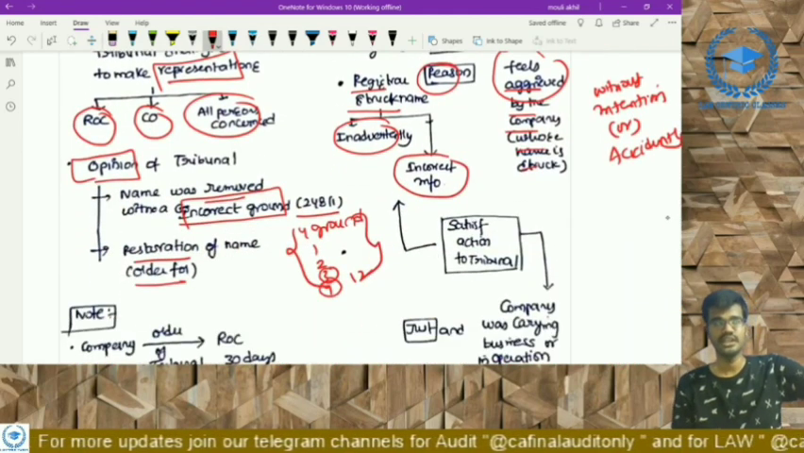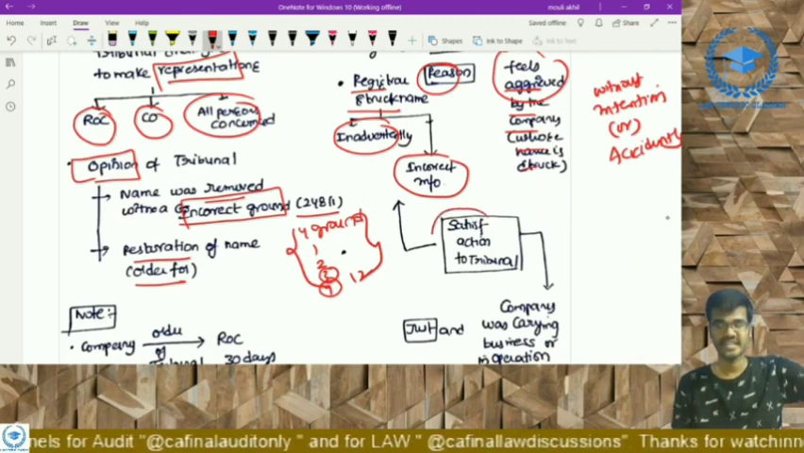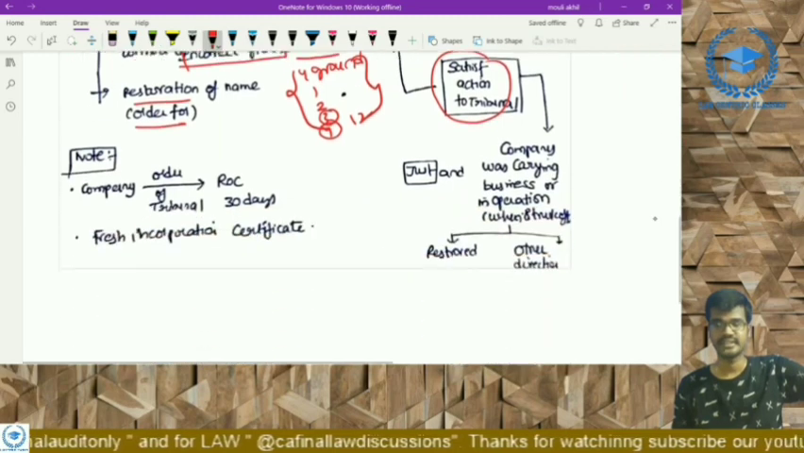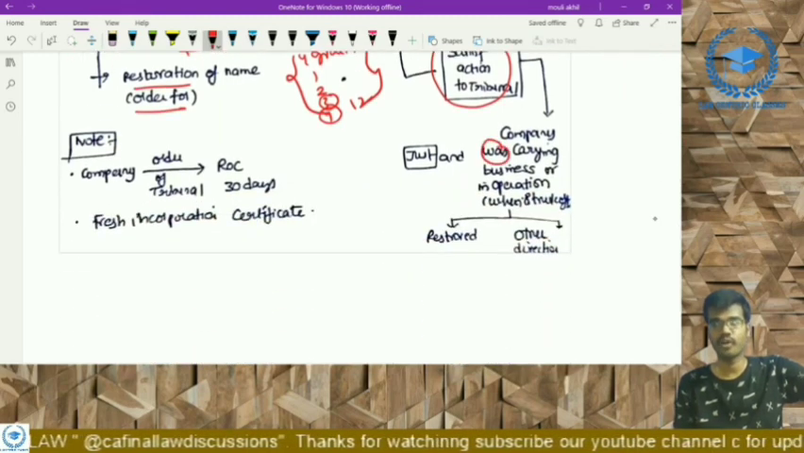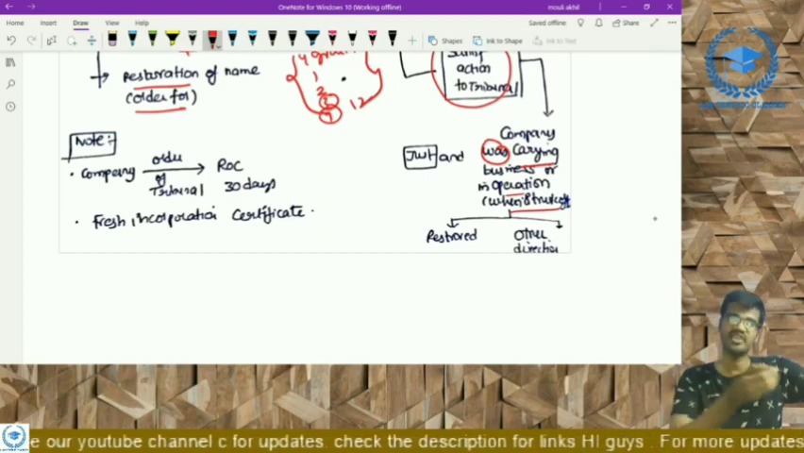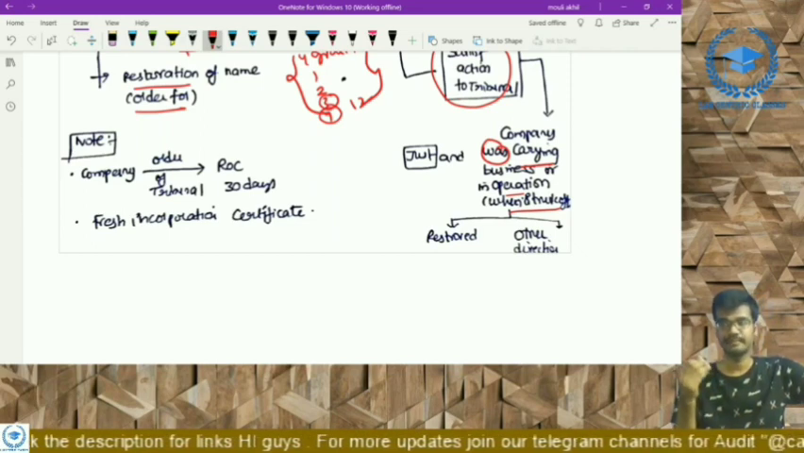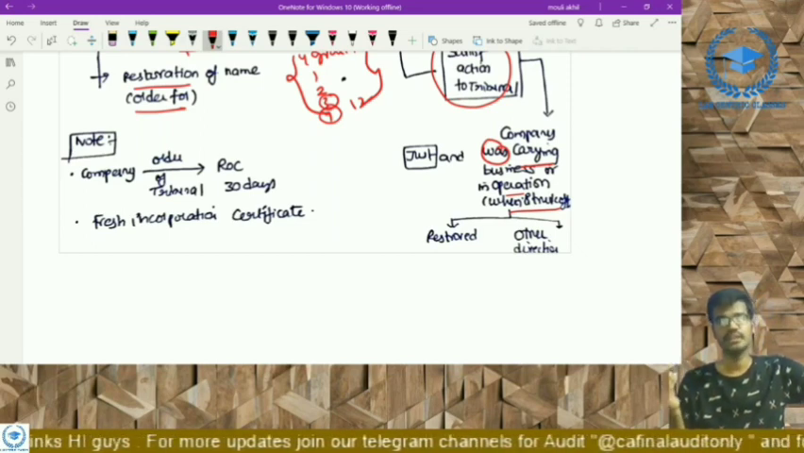And next, the application has been filed. Then what will the tribunal do? The tribunal, after being satisfied that the company was carrying on business or was in operation when the name was struck off, right? If the tribunal is satisfied that the company was carrying on operations at the time when its name was struck off, or its business operations were carried on, right?